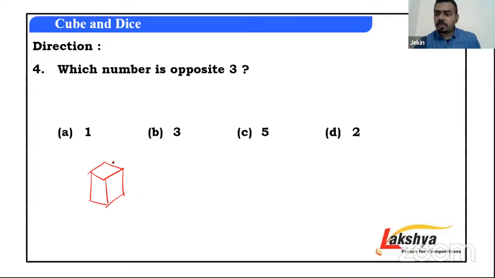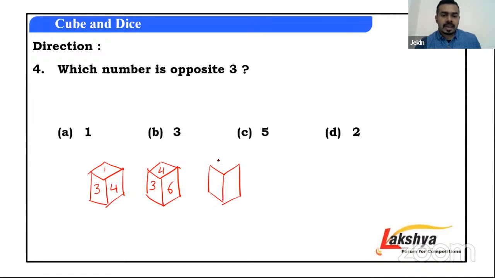All right, this is the first position. Here we have numbers 1, 3 and 4. This is the second position. Here we have numbers 4, 3 and 6. So this is 4, this is 3, this is 6. This is the third position. Here we have numbers 5, 1 and 2. This is 5, this is 1, this is 2.